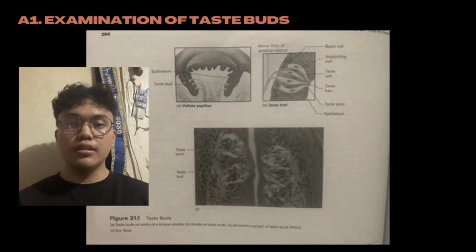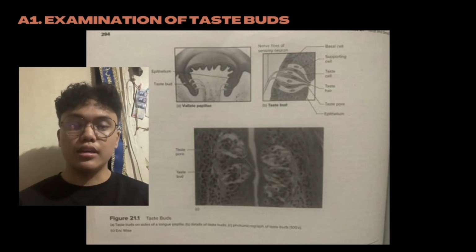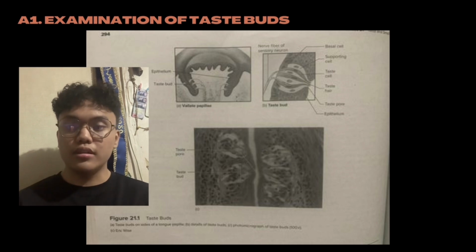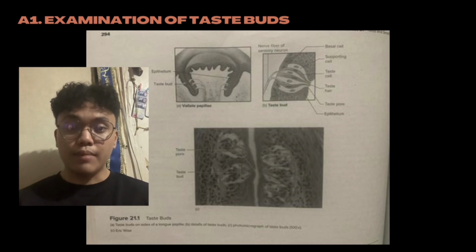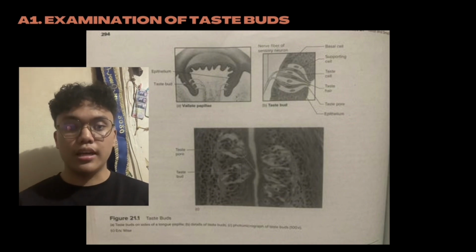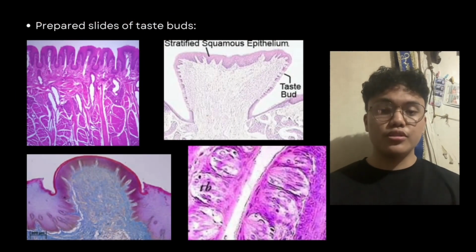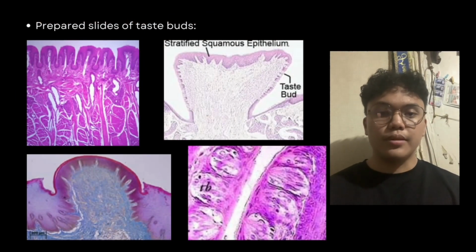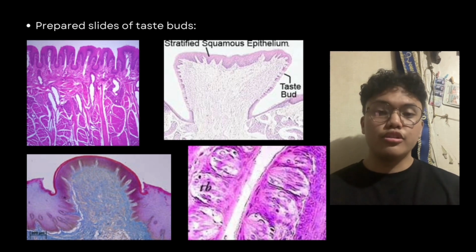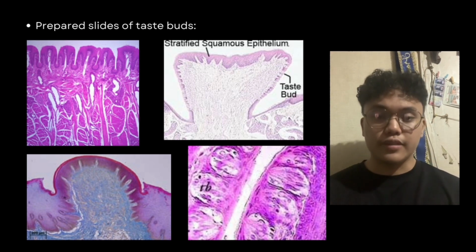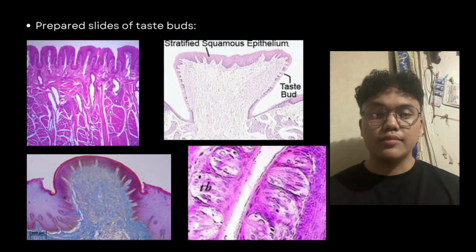So for the procedure, examine prepared slides of taste buds and compare them with figure 21.1 as shown in the slide. Note how the taste buds are located on the sides of the papilla on the tongue. Taste buds appear lighter than the surrounding tissue and are composed of neural and epithelial tissue. For us to locate taste buds, we must first know about taste papillae. The taste papillae are a good number of wart-like bumps under the mucous membrane of the tongue wherein taste buds are found. There are three types of taste papillae.